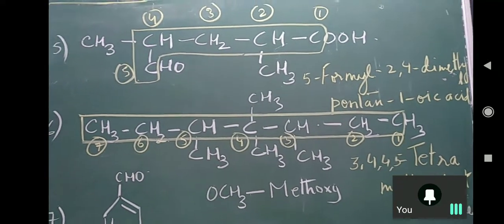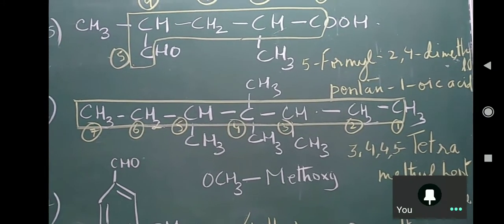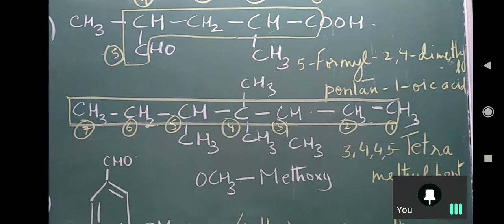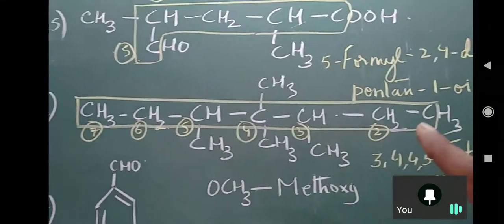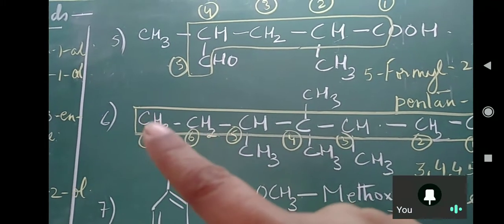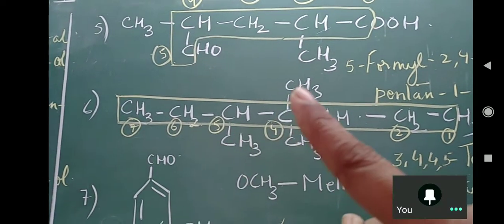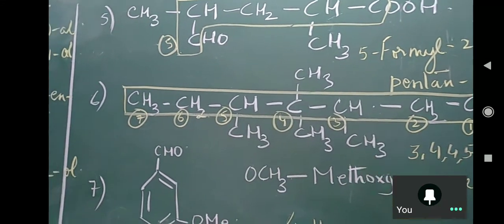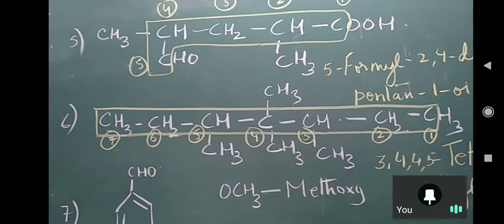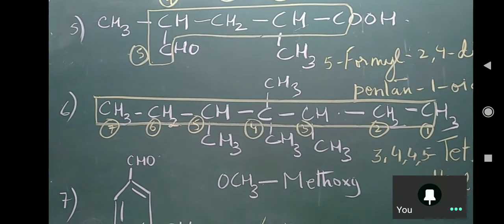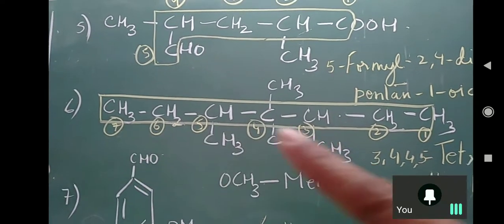The sixth one has got 7 carbon atoms in a chain. And see here, 1, 2, 3, 4, 5, 6, 7. And it has 1 methyl group, 2 methyl group, 3 methyl group, and 4 methyl group. So it will be tetramethyl. And what is the root word? Hept. Heptane.